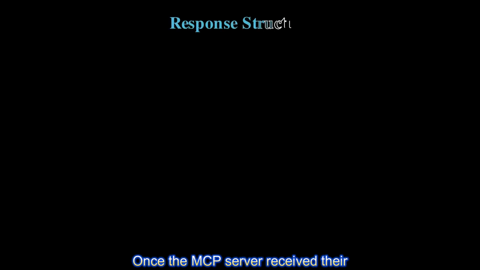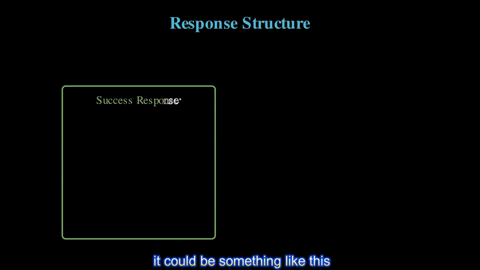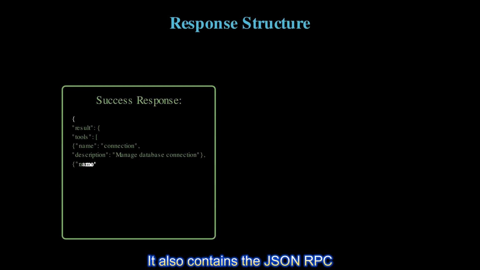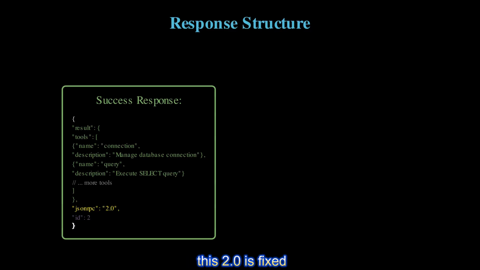Once the MCP server receives the request, it's going to generate a response also in JSON RPC format. If it is successful, it could be something like this. It also contains the JSON RPC, this 2.0 is fixed, and also the ID, and this ID is the same as your request ID. And here is the body, and the body is the result. It contains all the tools as you requested.